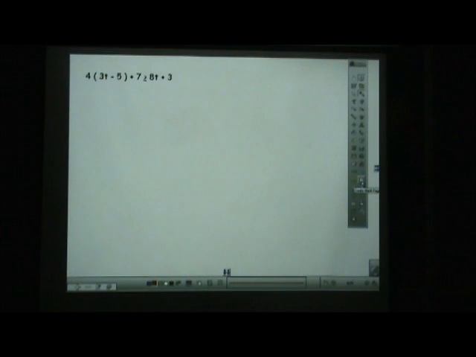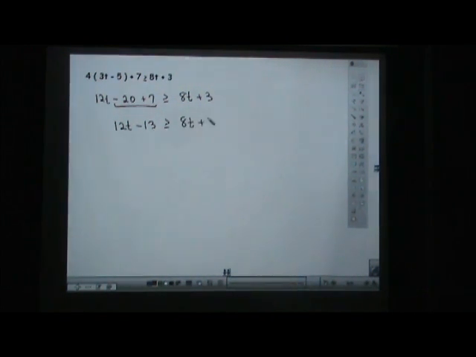Alright, we'll do some that have a few extra steps here with distribution. We're going to distribute first, so we'll take 4 times 3t and have 12t minus 4 times 5 is 20. And then there's still that add 7, greater than or equal to 8t plus 3. Combine like terms on the same side first. So remember, on this side, -20 plus 7. You go ahead and do regular math there. -20 plus 7 is -13. And that's greater than or equal to 8t plus 3.